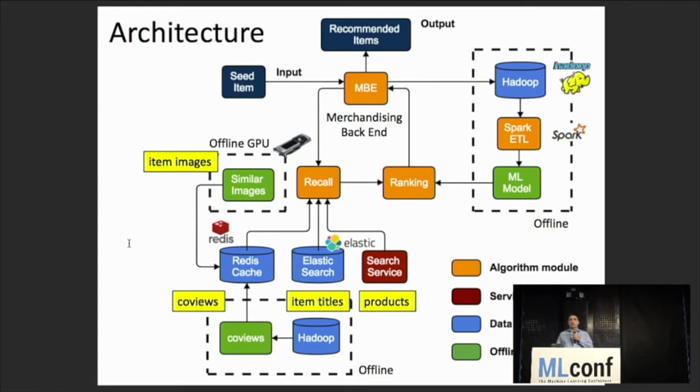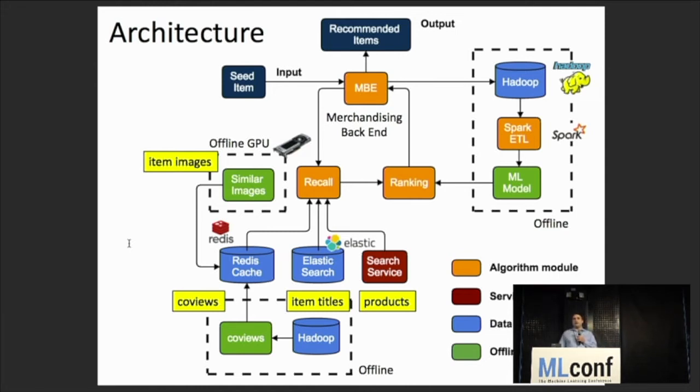The third one is based on co-views. This is a behavioral model that takes into account items that viewers have seen and aggregates them. We aggregate it from Hadoop, and we store it in a Redis cache for fast access at runtime. And the last one is the one I mentioned before using deep learning, which is item image similarity. We have this model that utilizes the GPU to get the similar images to the original item. Again, we store those items in a Redis cache available at runtime.